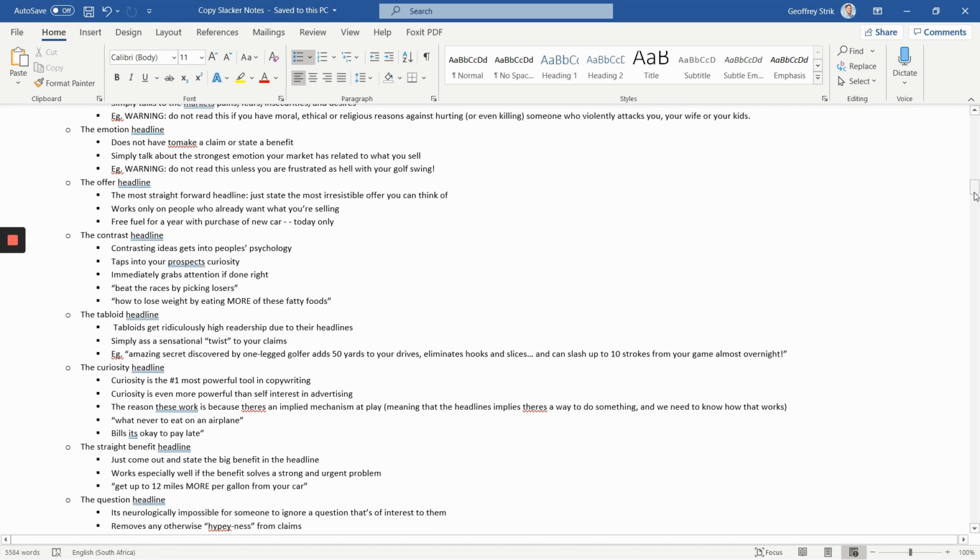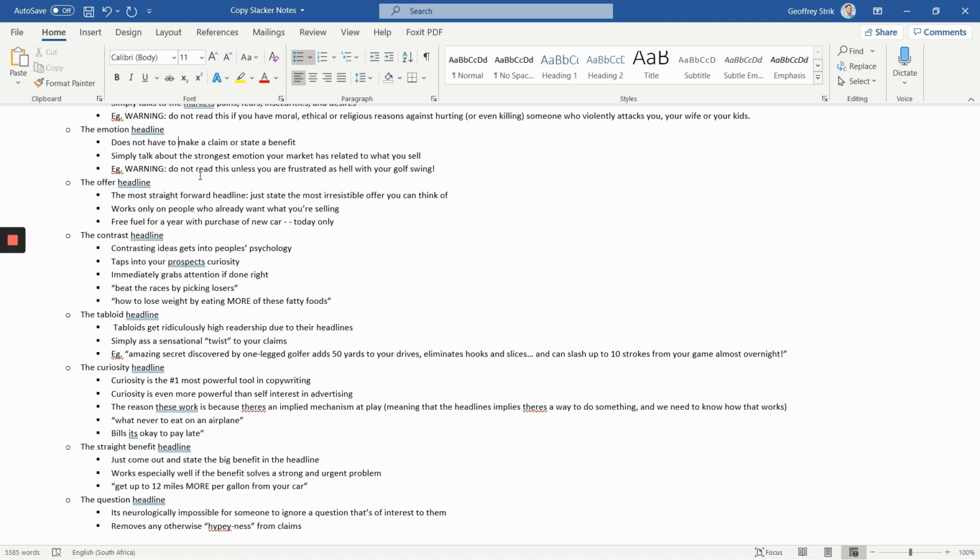The emotion headline. Do not have to make a claim or benefit. They simply talk about the strongest emotion your target has related to what you sell. For example, warning, do not read this unless you are frustrated as hell with your golf swing. So once again, showing your marketer that you understand them, which you do from doing your market research. You understand that they're frustrated about what? Frustrated about having a bad golf swing. So you can use that as a headline.